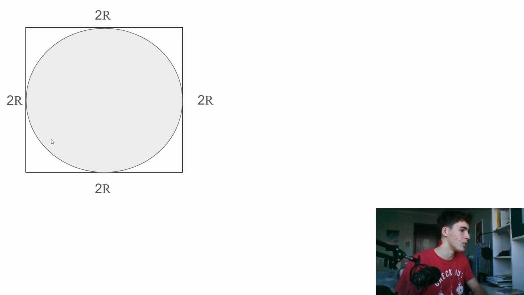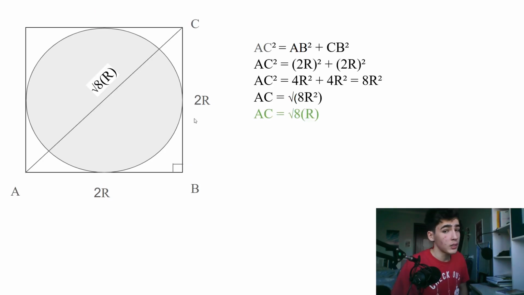We'll have to find the diagonal, and we're just going to come back to this. Now this is a really simple equation. We're just basically using the Pythagorean theorem. So this is 2r, this is 2r, this is going to be the square root of 2r squared plus 2r squared. So we can simply use these equations to find that the AC diagonal is equal to the square root of 8 times r.